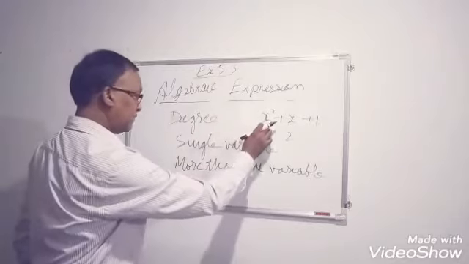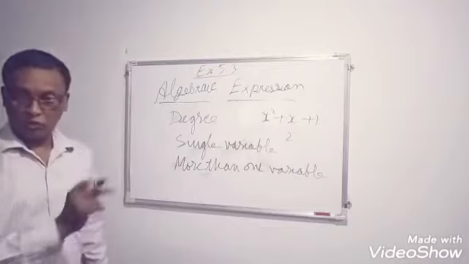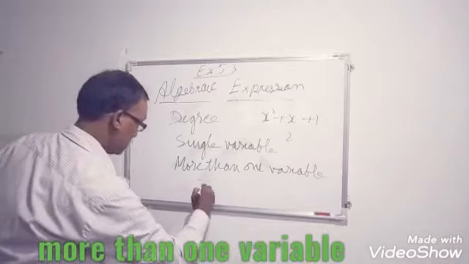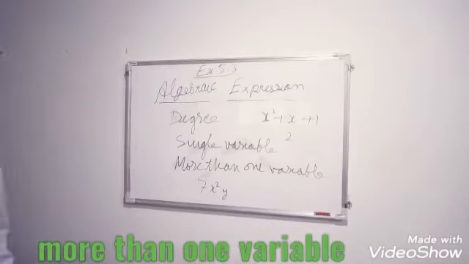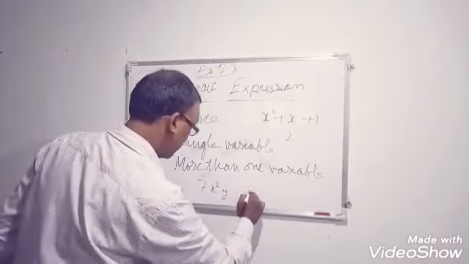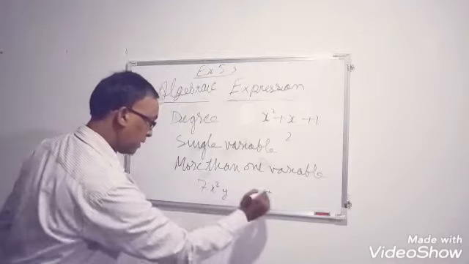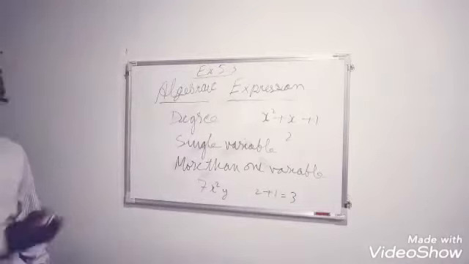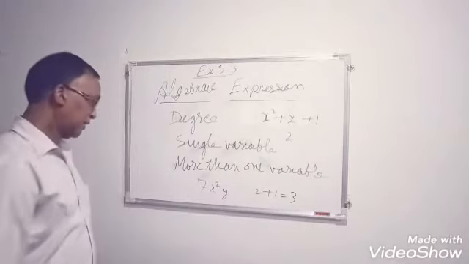That was a single variable; now, more than one variable. To understand that, if I write 7x squared y, there are two variables. To get the degree of it, x to the power 2 and y to the power 1, 2 plus 1 is 3. So the degree is 3. We have to add up the exponents in order to get the degree.